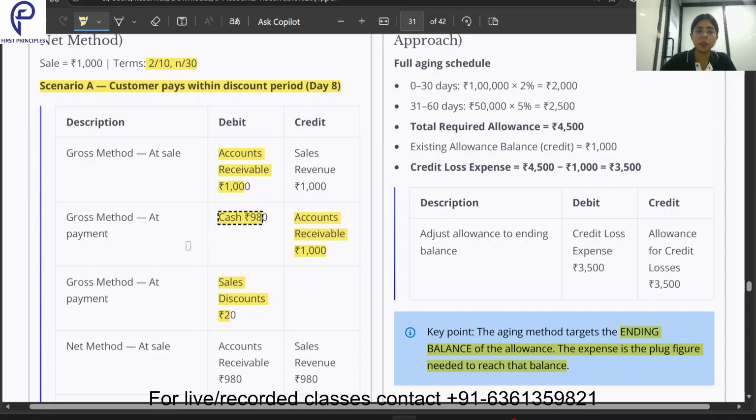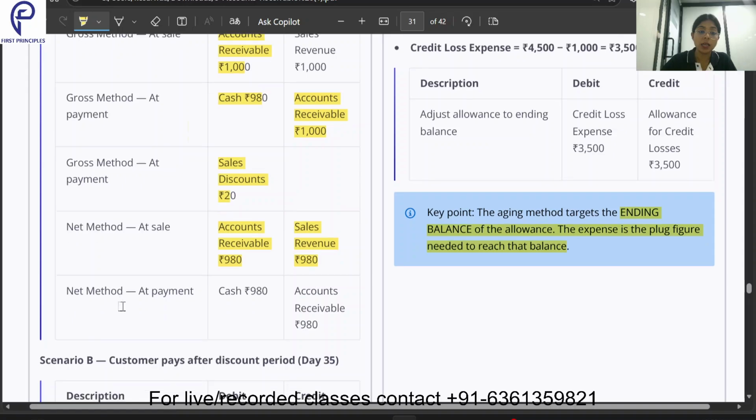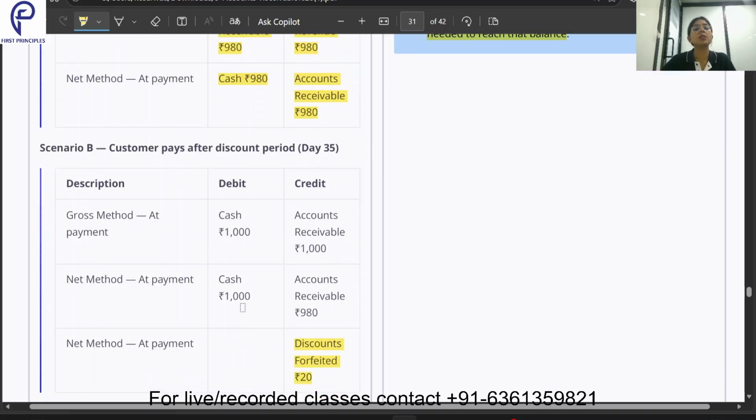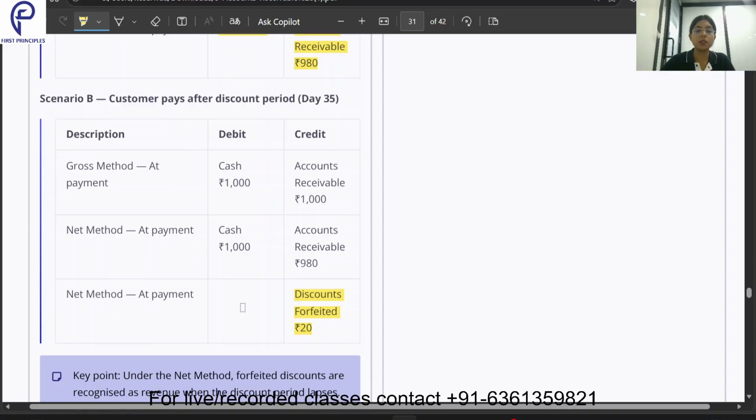Coming to the net method, I will record accounts receivable at 980 bucks and sales revenue at 980 bucks. At the time of payment, cash will be 980 bucks and accounts receivable will be 980 bucks. Now, coming to scenario B, where the customer pays after the discount period. In that case, I am going to record cash at 1000 and accounts receivable at 1000.